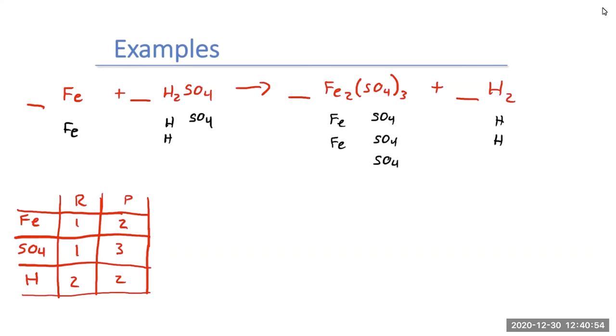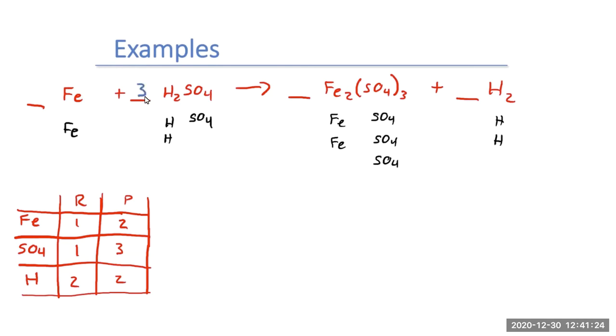So since iron's by itself, I'm going to save that for the last to balance. I'm going to look at my sulfates and try and balance those first. I have 3 sulfates on the products and only 1 sulfate on the reactants. So I'm going to want to have 3 sulfates on the reactant side. To do that, I'm going to try and put a 3 in front here.